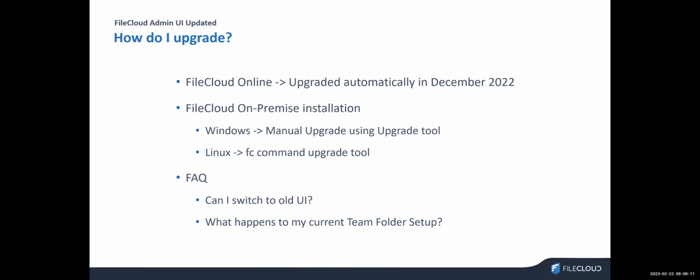Okay, so how do you upgrade to this new version? If you are a user of FileCloud Online or you're interested in using FileCloud Online, this UI has been automatically upgraded since December 2022. If you're using FileCloud on-premise and you're still not on FileCloud 22.1, you can upgrade on Windows using the manual upgrade tool, or in Linux using the command upgrade tool.